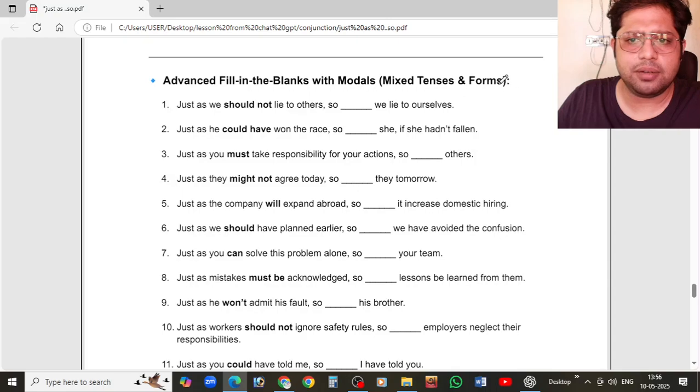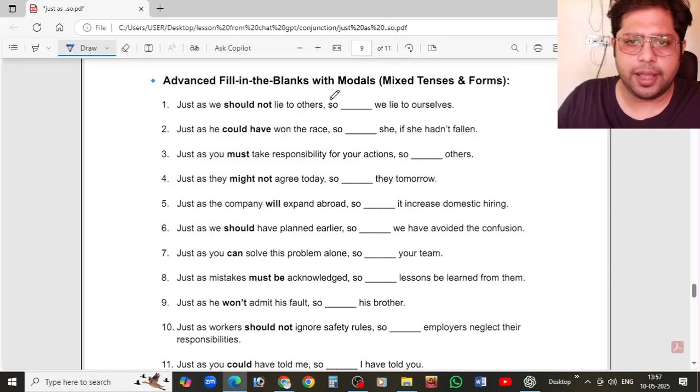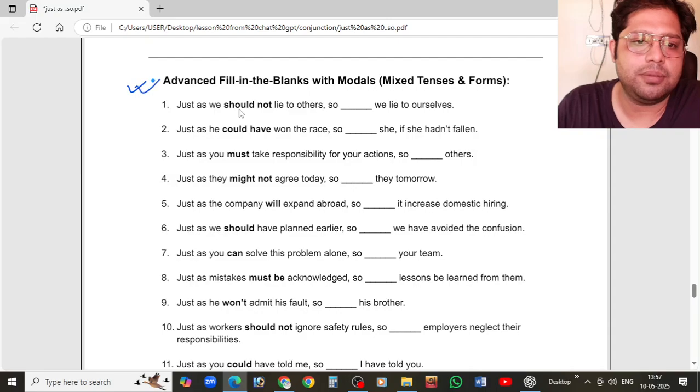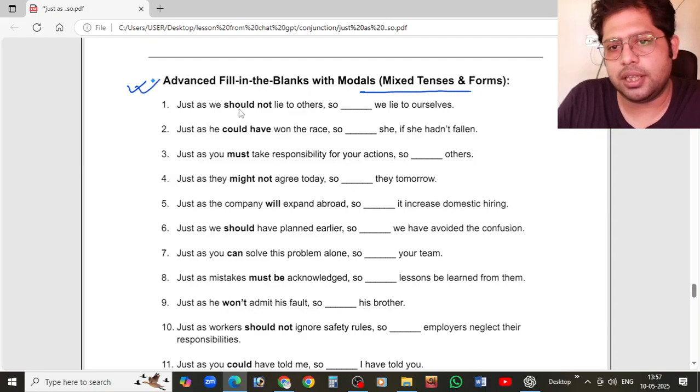Similarly, I have also given some mixed tense or forms here. Okay, mixed tense and forms. Mixed tense and forms means that some questions are given by using mixed tenses and forms.